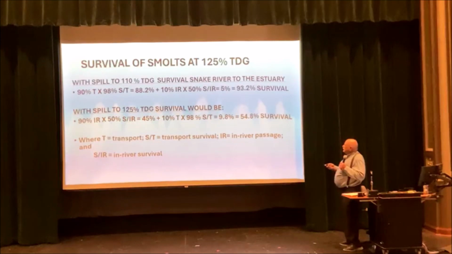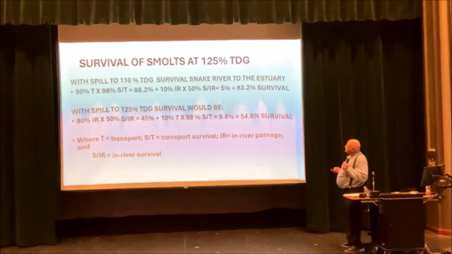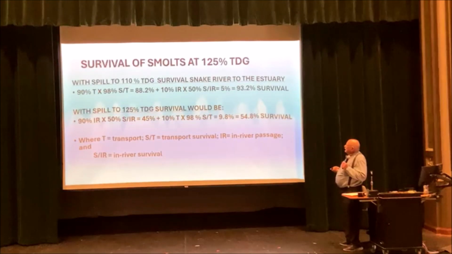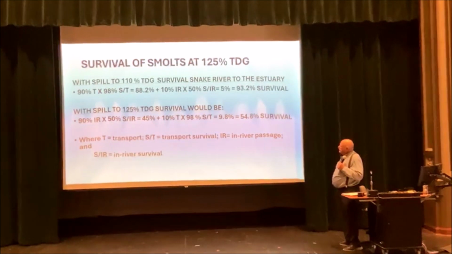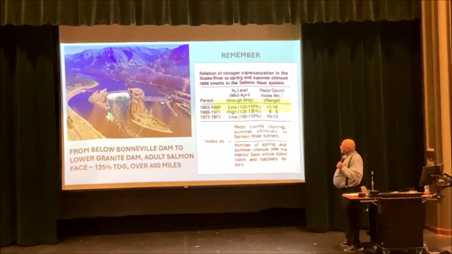If you spilled 125% and you're only collecting and you're having in-river passage of 50% of the fish, 45% of them. I guess I'm confusing myself. Maybe I made a mistake. Anyway, if you have spilled to 125%, you only have around 50% getting to the estuary. Okay.